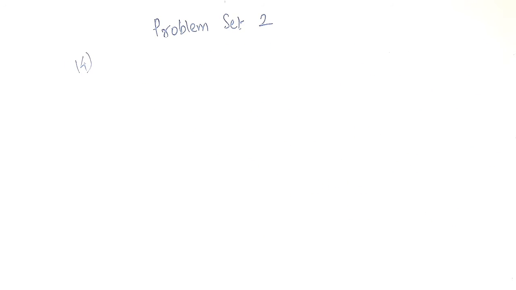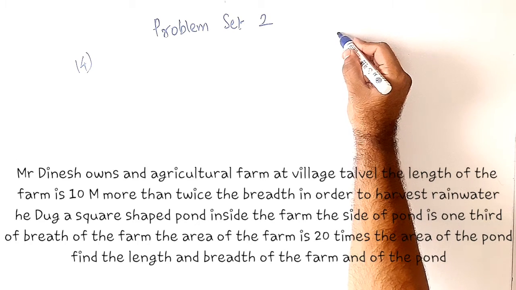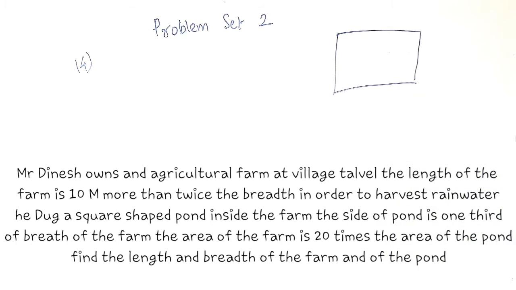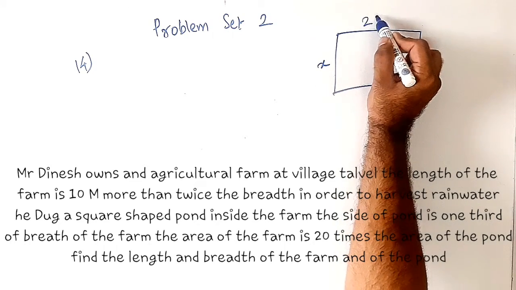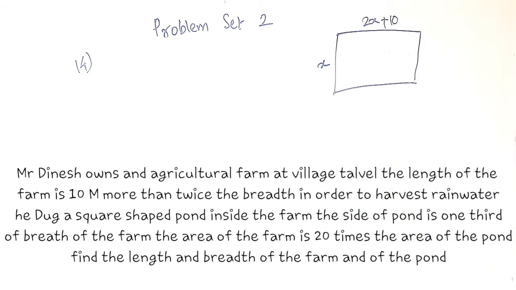Okay. Then coming to sum number 14, it says that Mr. Dinesh owns an agricultural farm at village Talwal. So it is given that the length of the farm is 10 meters more than twice the breadth. So it is a rectangular farm, and length of the farm is 10 meters more than twice its breadth. So very simple, if I take the breadth as x, it will be 10 meters more than twice its breadth.